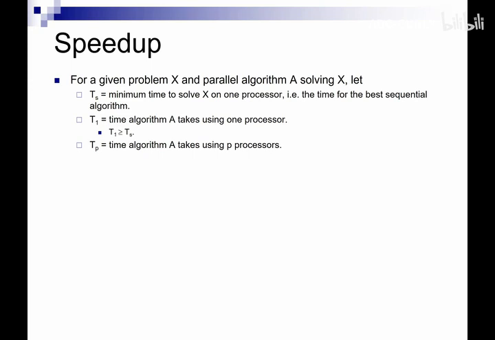Now T1 is going to be the amount of time that algorithm A takes to solve X using one processor. A is a parallel algorithm, so we can use different numbers of processors.